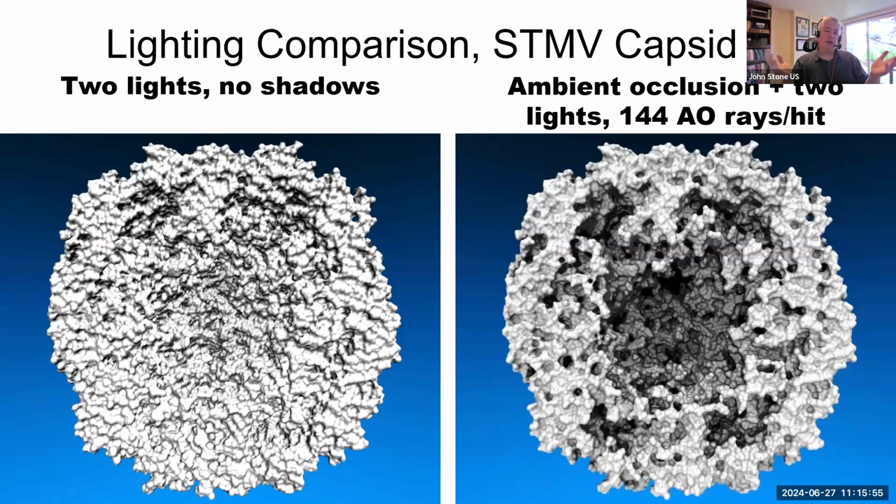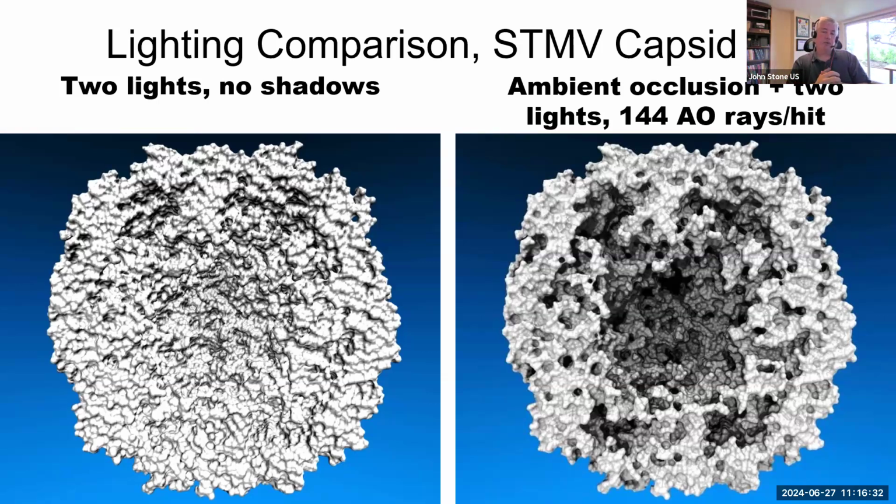So for example, here we have a virus capsid. This is a satellite tobacco mosaic virus. These are both the same structure, by the way. On the left, we have cut open the virus capsid, but it looks like a flat plate of spaghetti. You can't really see any detail at all. On the right, all we have done is used ambient occlusion lighting, which gives us this overcast kind of omnidirectional lighting. It takes a large number of samples per ray. In this case, we've got 144 randomly oriented light directions.